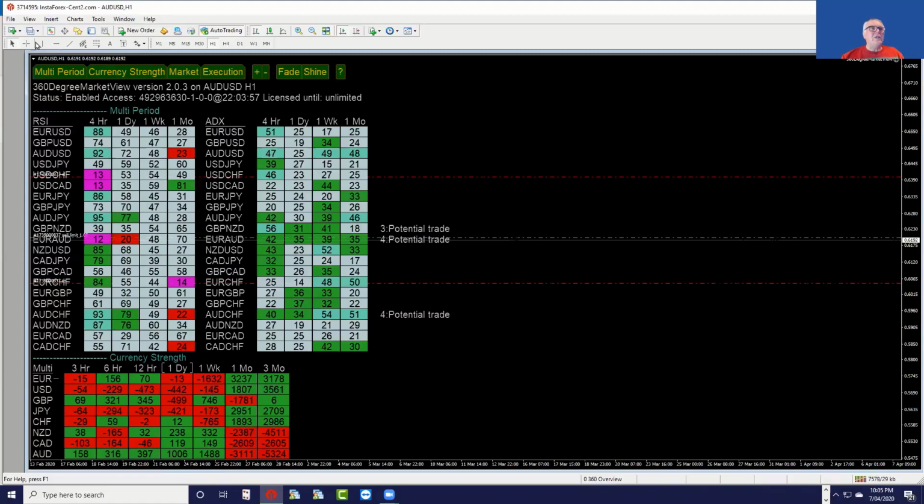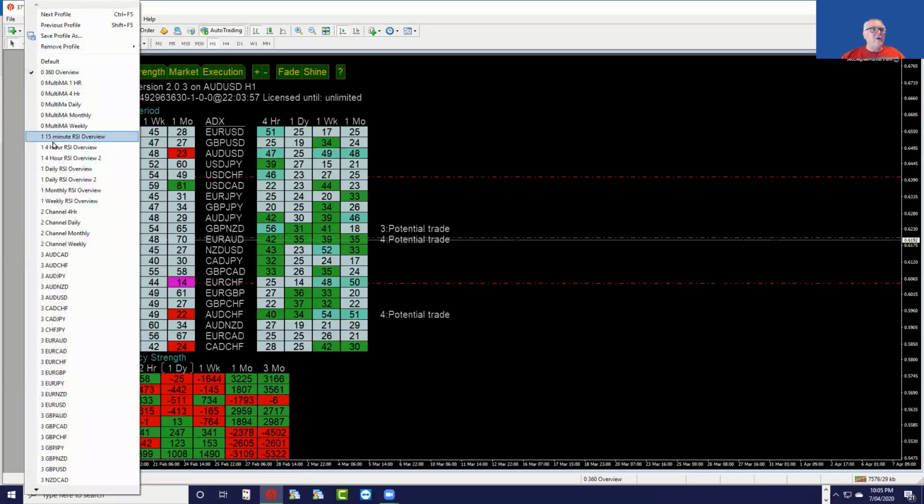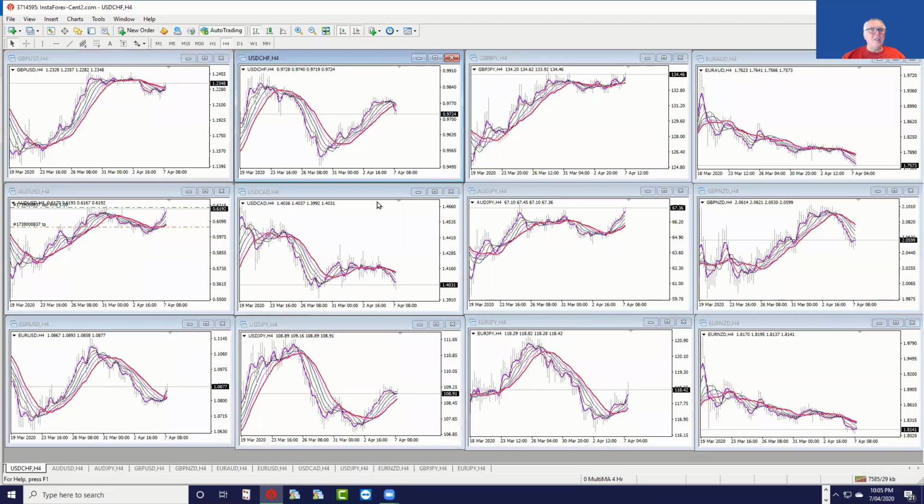Okay, so let's have a look at the charts in a little bit more detail. And I like looking at the RSI. Maybe today, let's just have a look at the multiple moving average charts. They give me a good idea of what's going on in the market.